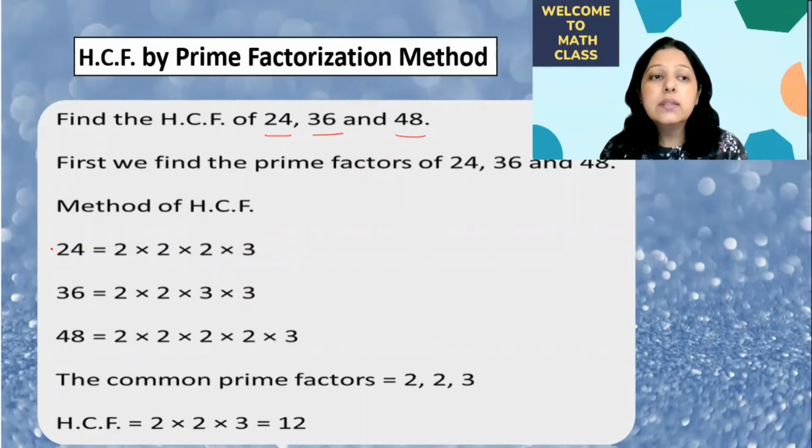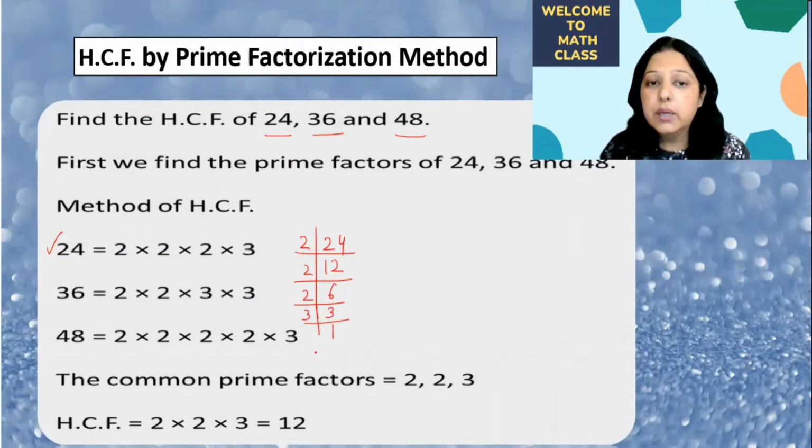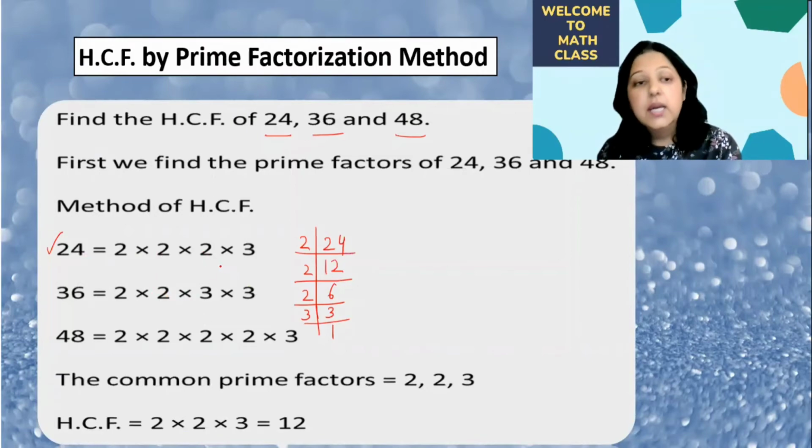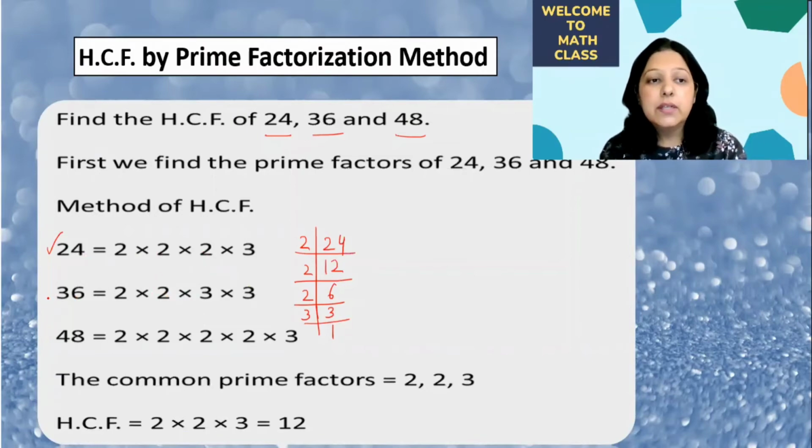Like you can see here, I have written 24's prime factors as 2, 2, 2, and 3. So you can just draw a line here and then find the prime factors. So 24, it is 12, then it is 6 here, then again divide with 2, 3, and then it is 1. So you can see 24 in product of prime factors is 2 into 2 into 2 into 3. Similarly, we can find the prime factors of 36. Then third is prime factors of 48.